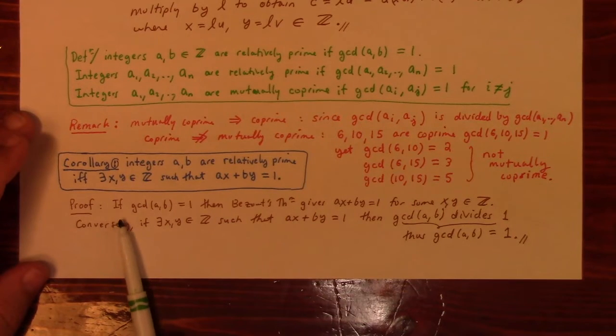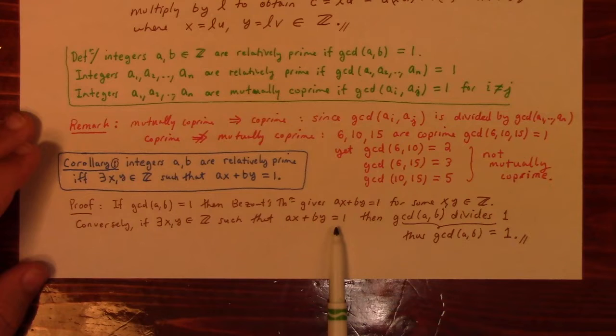Anyway, here's the proof. If the GCD of a and b is 1, then by Bezout's theorem, we have ax plus by equals 1 for some integers x and y. Conversely, if there exist x and y such that ax plus by equals 1, then by the theorem, that means the GCD divides 1. But the only way you can have a positive divisor of 1 is if it is 1. So there you have it.